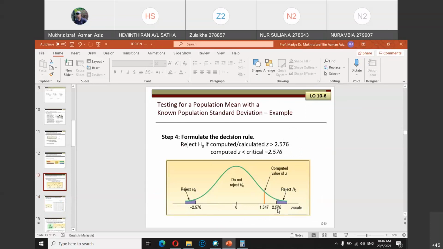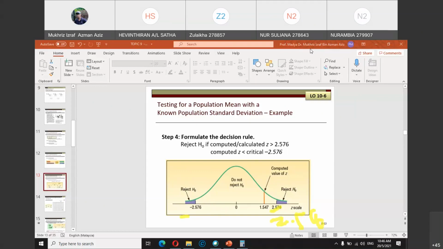It's still correct. If you were to do your exercise or your assignment, you can just put 2.58, and it's still correct. 2.576 is more accurate, but 2.58 is equally correct as well. So it will be positive 2.58 and negative 2.58 on the left side.